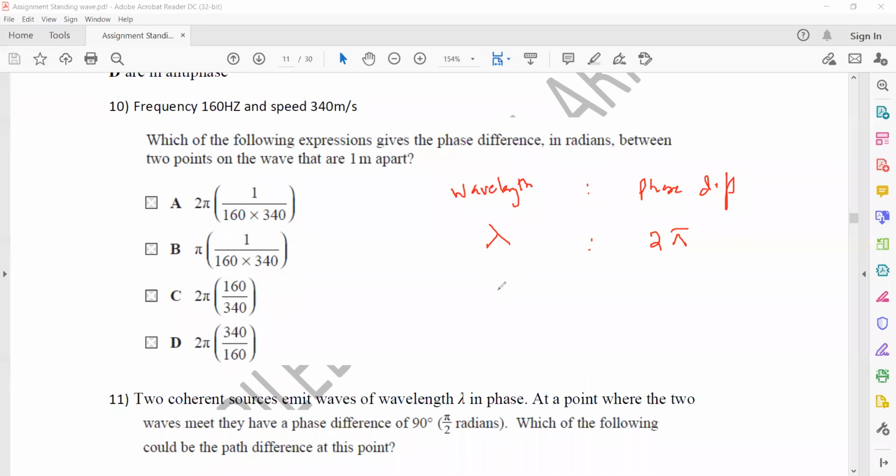And in this question, what we want is the expression which gives a phase difference in radians between 2 points on the wave which are 1 meter apart. And what is the wavelength here? When you work out the wavelength, because v is equal to f lambda, lambda is equal to v divided by f. So v is equal to 340, and the frequency of the wave that is given is 160.